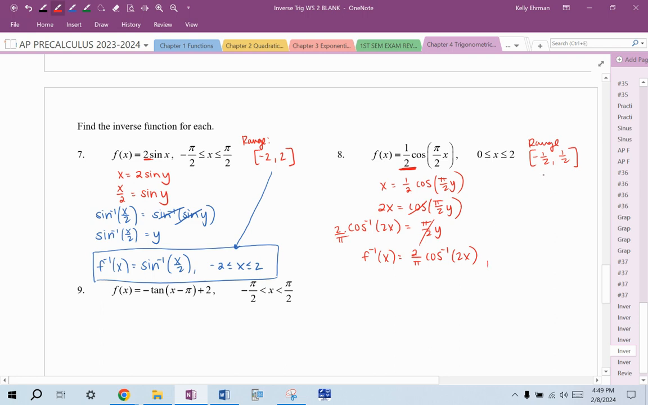What's the domain on that? It's the range of f becomes the domain of f inverse. So negative 1/2 less than or equal to x less than or equal to 1/2 should be our inverse function's domain.